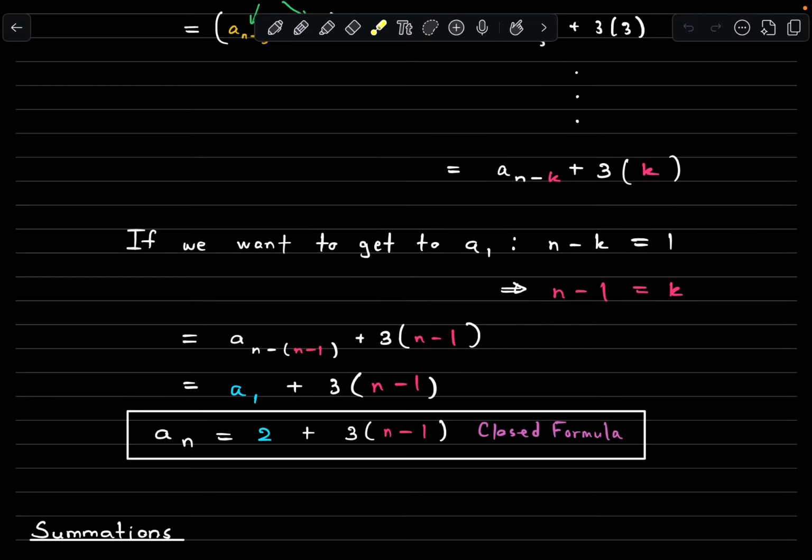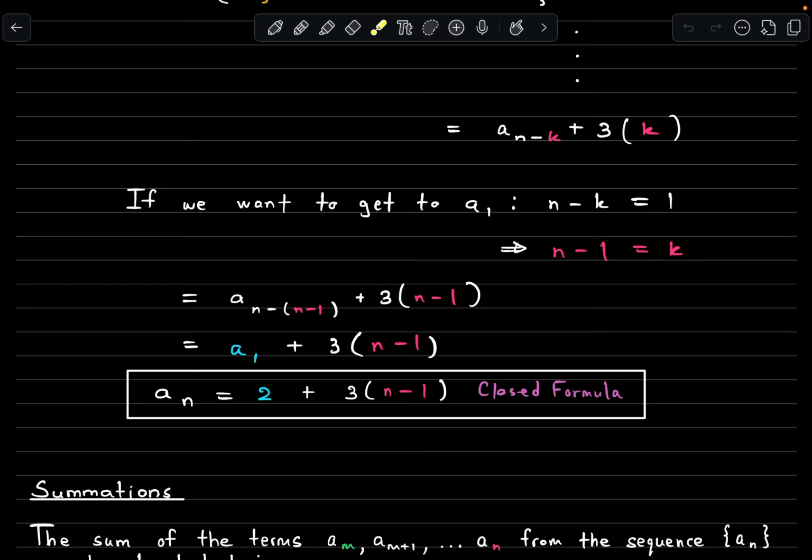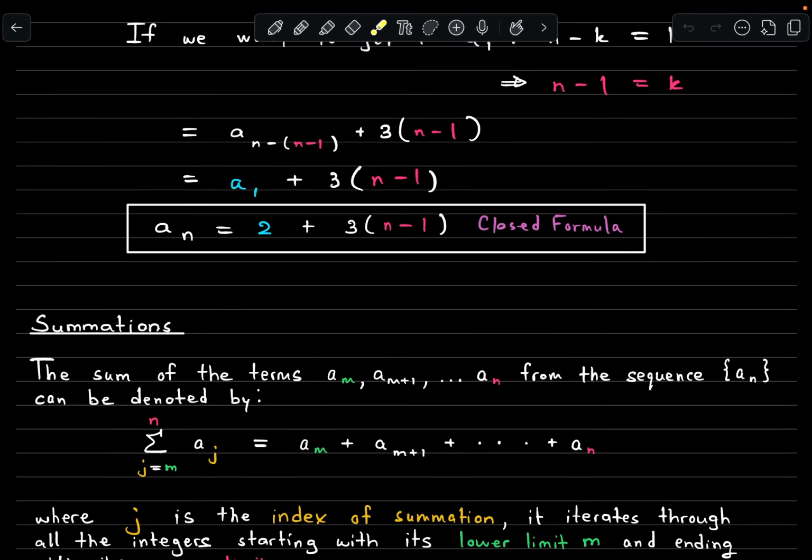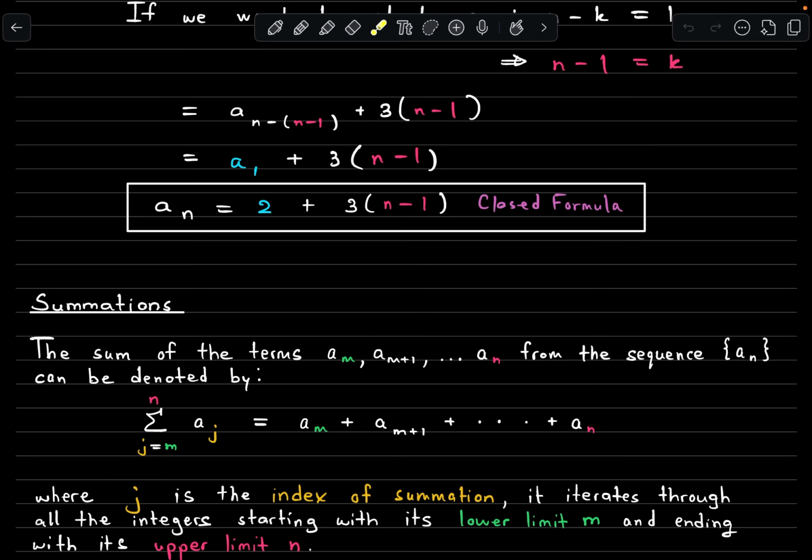All right, that brings us to our last topic for today's lecture, which is summations. Summations are sort of like sequences in that they're an ordered list of elements, but now instead of being separated by commas, our elements are added together. So we've got a sum of terms, a sub m, our first term, going all the way to a sub n. It's from some sort of sequence potentially, but now we're adding them instead of just listing them out.